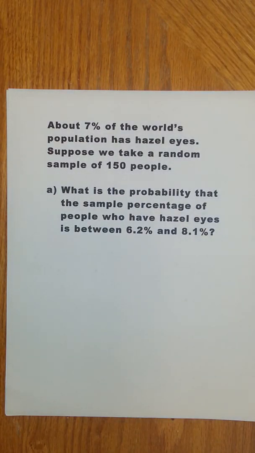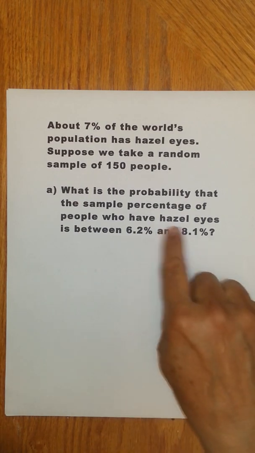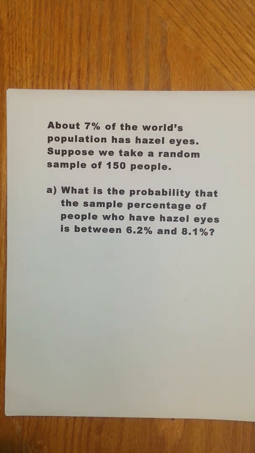Hello. So this video is going to go over a problem that really deals with Invnorm and sampling distribution for proportions. So let's take this example. About 7% of the world's population has hazel eyes. Suppose we take a random sample of 150 people. What's the probability that the sample percentage, or the sample proportion, that's p-hat, of people who have hazel eyes is between 6.2% and 8.1% in the sample that you take?